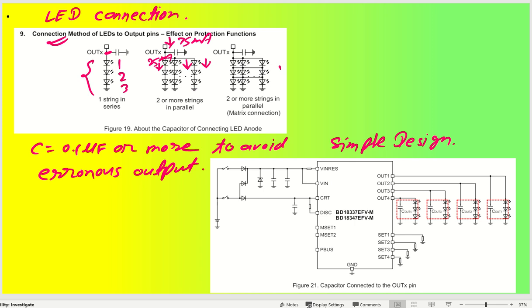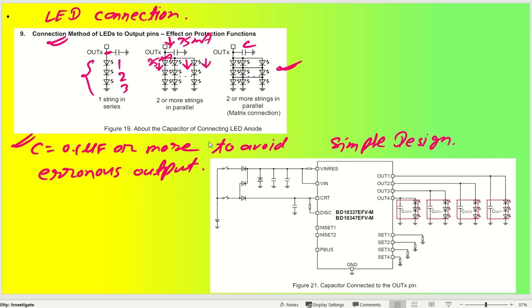Another one is a matrix kind of LED, where all the anodes will be connected, so basically only one row of LEDs will be connected together, and this is another connection. So what you have to do is, there will be a capacitor connected from the anode of the LED to the ground at the output pin, that must be connected with 0.1 microfarad or a little higher value, as I told you.